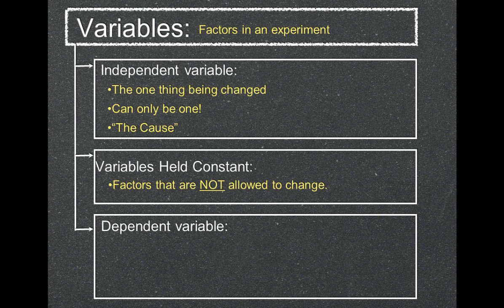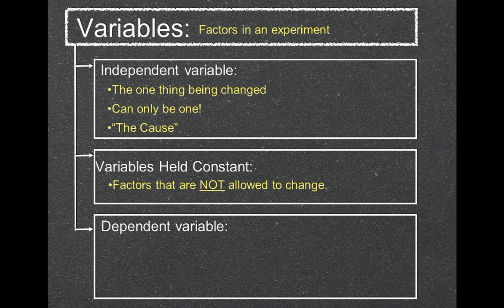What's another variable we would hold constant? Well, size of the cage. But what other? The age. We can think of probably dozens. The species of mouse, male or female mice, and the temperature of the room, all those things. Those are all variables held constant.